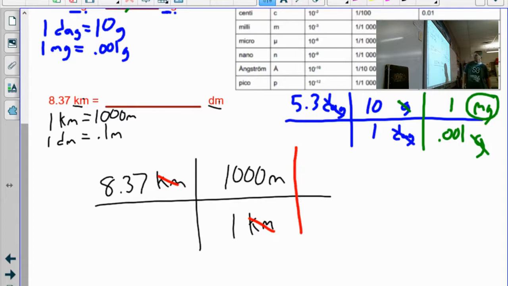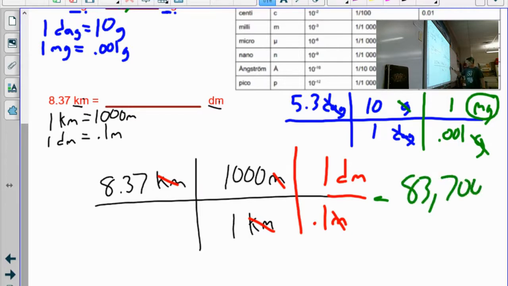Draw my next train track there. I want to get rid of meters, so here we are. I'm going to have 0.1 meters, and I'm going to have my 1 decimeter above that. My meter here will cancel out with my meter there. The only unit I have is decimeters. And so if I do this out, I have 8.37 times 1,000, so 8,370 divided by 0.1. So that's going to give me 83,700, and that's decimeters.